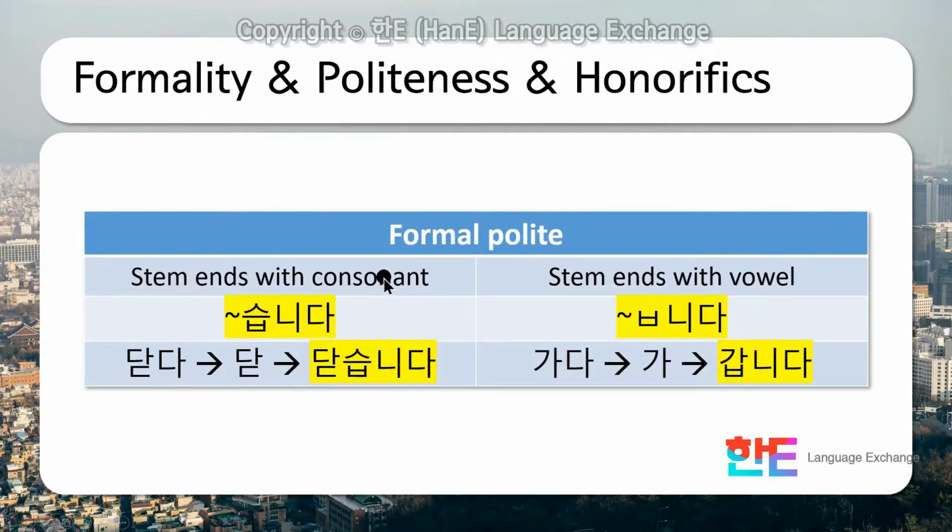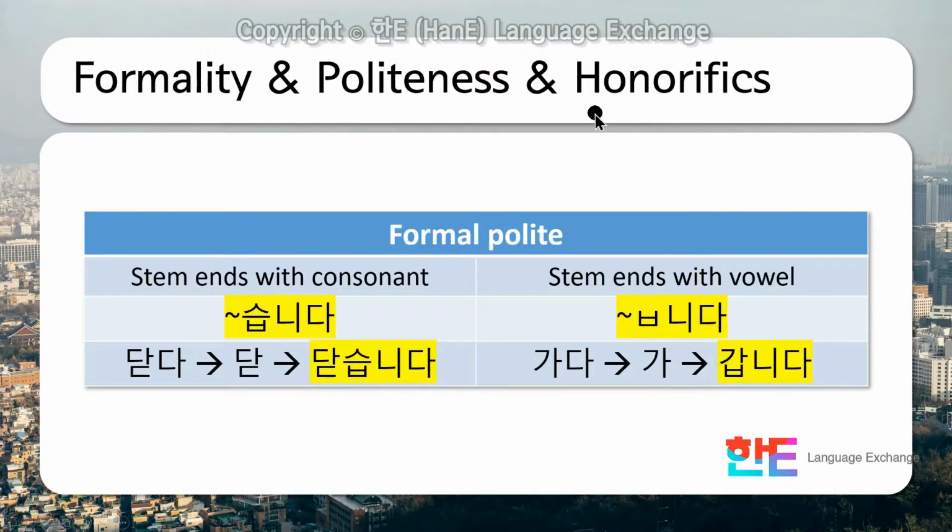When the stem ends with a consonant, we add 습니다 to be politer than the other case. So 닫다 gives us 닫, and since 닫 ends with ㄷ, which is a consonant, we add this entire 습니다 at the back, like 닫습니다. When the stem ends with a vowel, which is the other case, we take the stem, which is 가 in this example, and we add ㅂ and then 니다. This whole thing goes at the end, and that gives us 갑니다. Make sense?